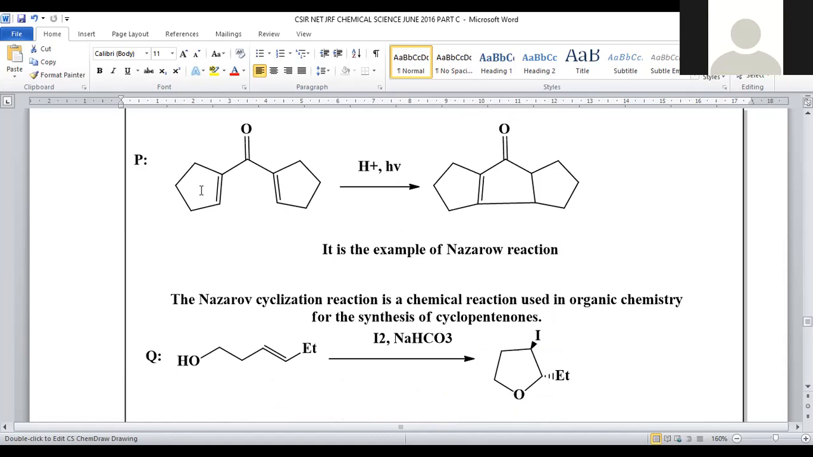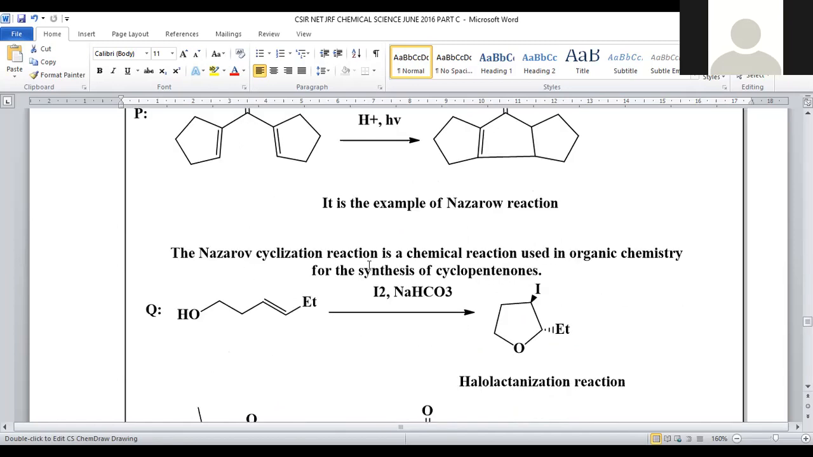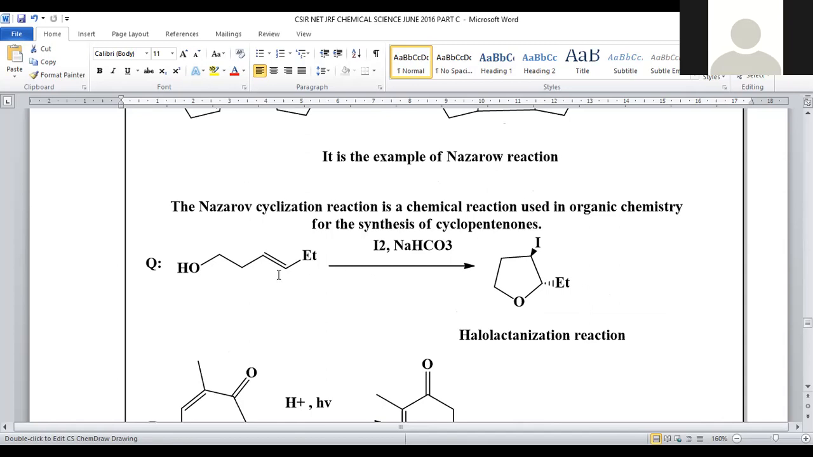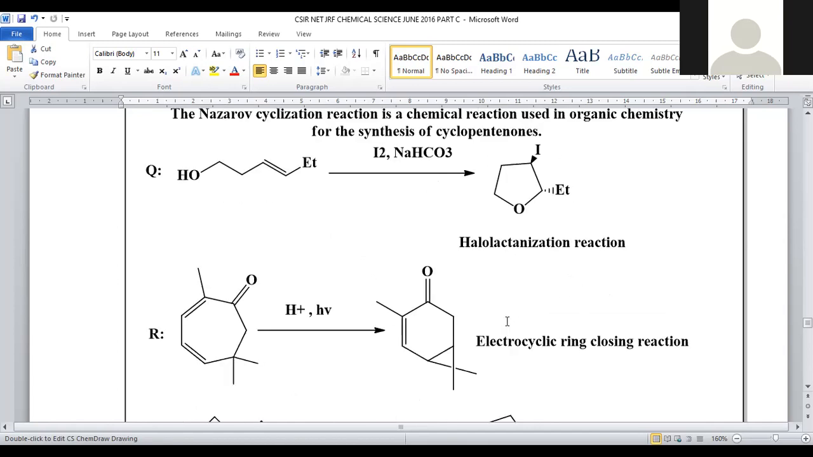We are taking dicyclopentenyl ketone, H plus h-nu conditions, it converted into a cyclic system. So it is the simplest example of the Nazarov reaction. So Nazarov is the photochemical reaction where it proceeds with a free radical mechanism, and cyclopentanones are the major products, right? And next is about iodine catalyzed cyclization, so that it turned into a 5-membered ring system, which is called the halolactonization process, right?